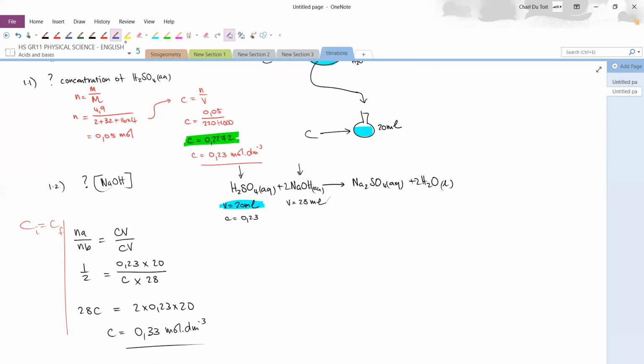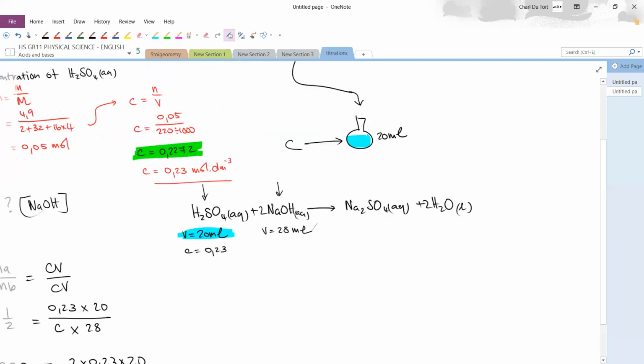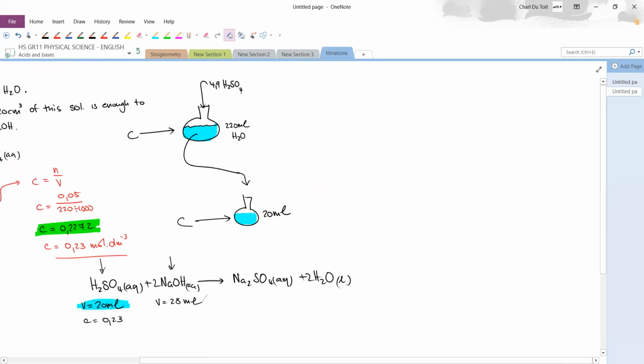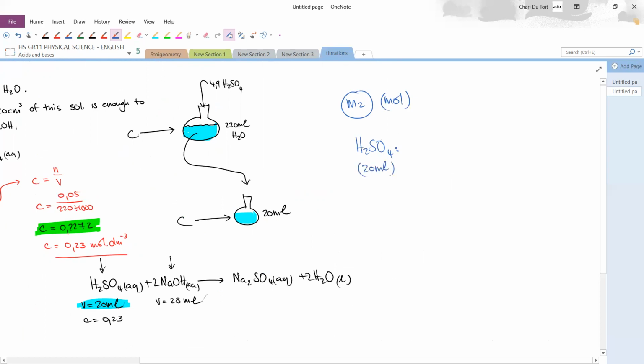There was another way of doing it. There's another method. And you can say, look, we can use the mole. That is using mole. So you can say, look, the H2SO4, I can work out the mole in the small jug, in the 20 milliliter jug. I have the mole in the big jug. The mole in the big flask is 0.05 mole. We worked that out.